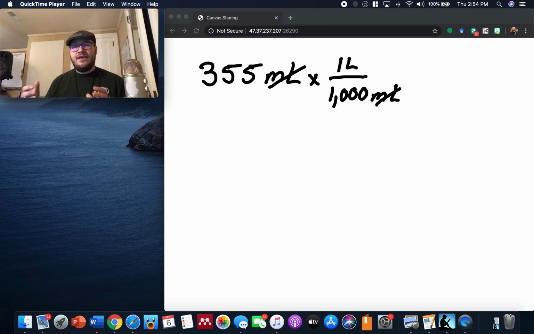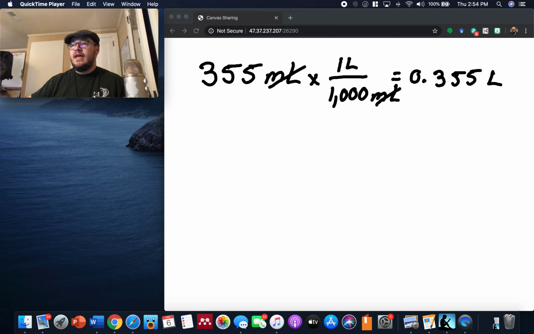So now I've got units of liters, and I'm going to put that amount underneath moles. Essentially you could say I've got 355 divided by 1,000, which should be 0.355. So that equals 0.355 liters, right? So that's going to be my amount in liters.